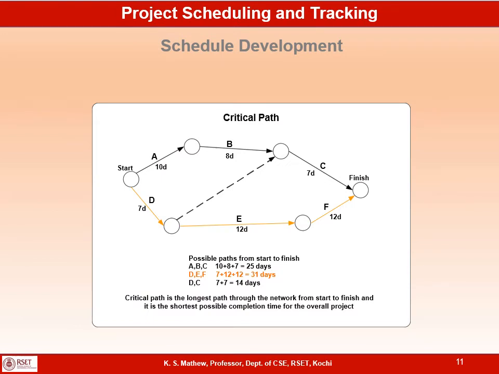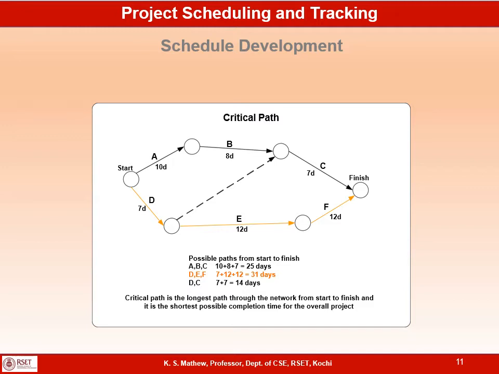Now we'll discuss another important concept in project scheduling called critical path. Consider the previous network diagram. Here I am taking the activity on arrow network diagram. So we have 6 activities A, B, C, D, E, F, and the relationships between these activities are represented using this activity on arrow network diagram.